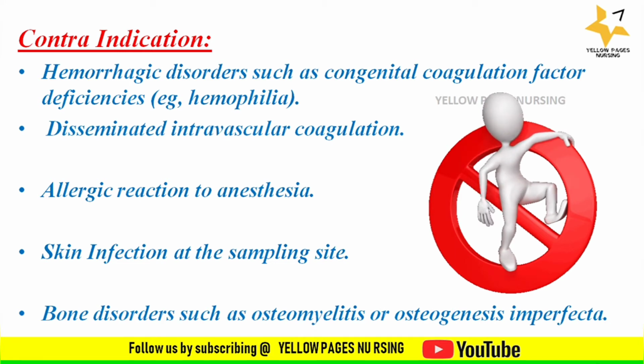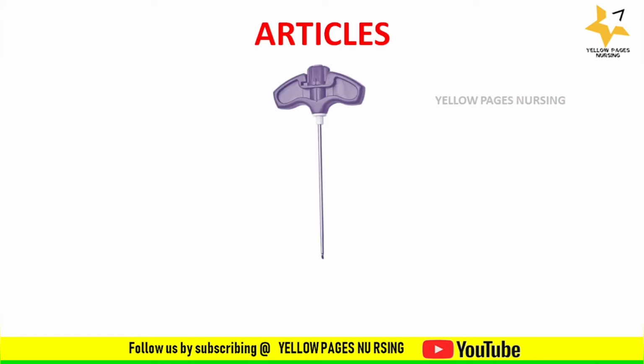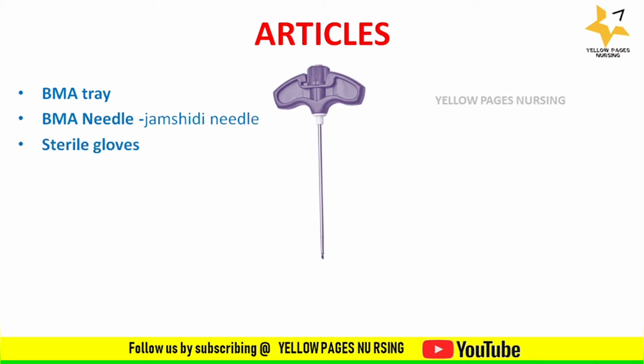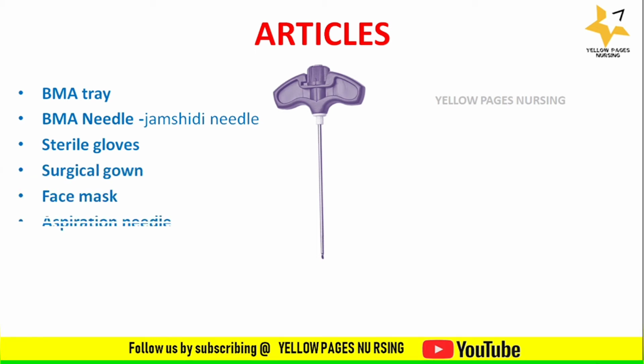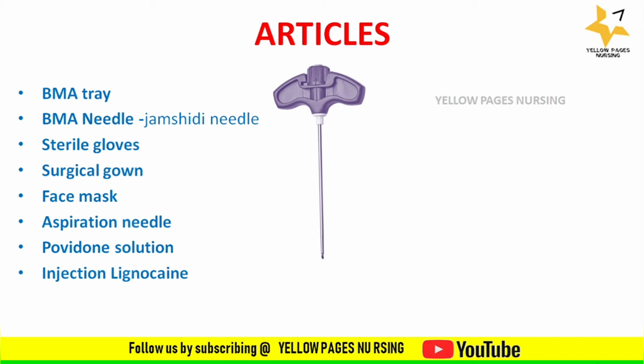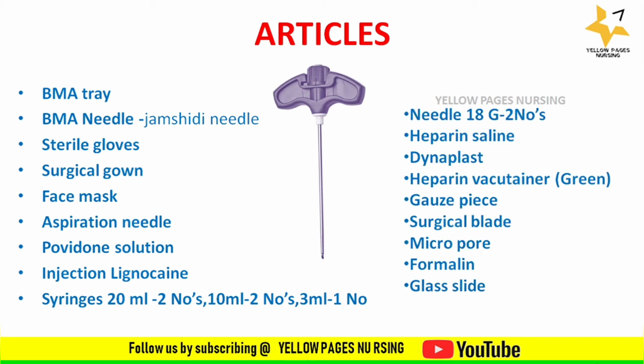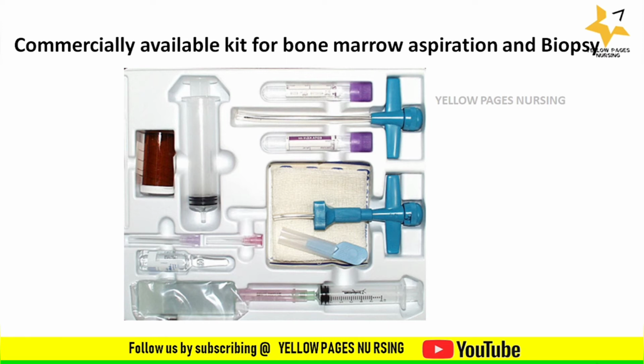Now, here are the articles needed for a bone marrow aspiration procedure. It includes bone marrow aspiration tray, bone marrow aspiration needle, that is Jamshidi needle, sterile gloves, surgical gown, face mask, aspiration needle, povidone solution, injection lignocaine, syringes, that is 20 ml, 10 ml, and 3 ml, needle 18 gauge, heparin saline, dynaplast, heparin vacutainer, gauze piece, surgical blade, micropore, formalin, and glass slide.